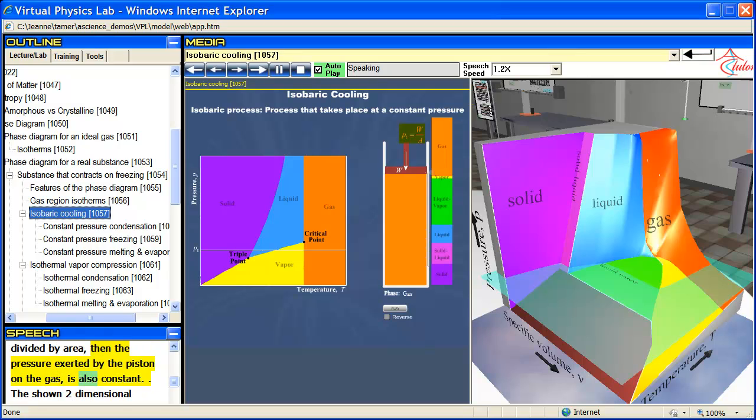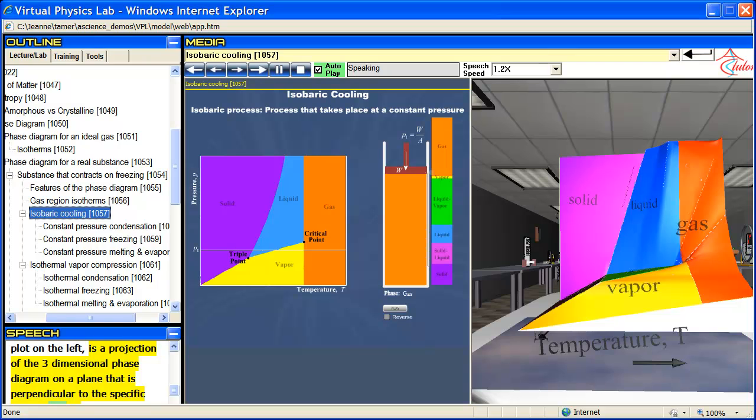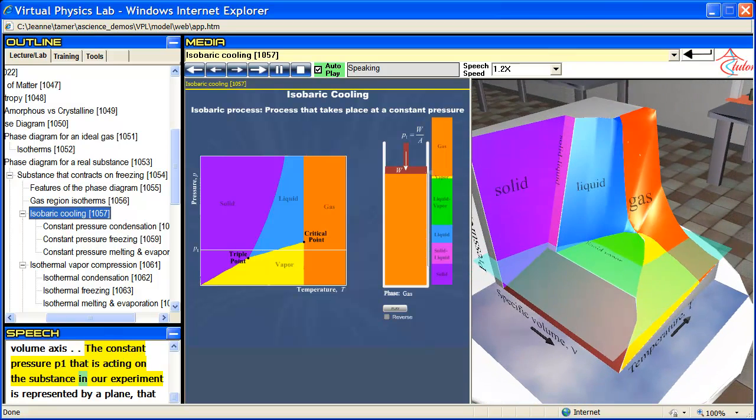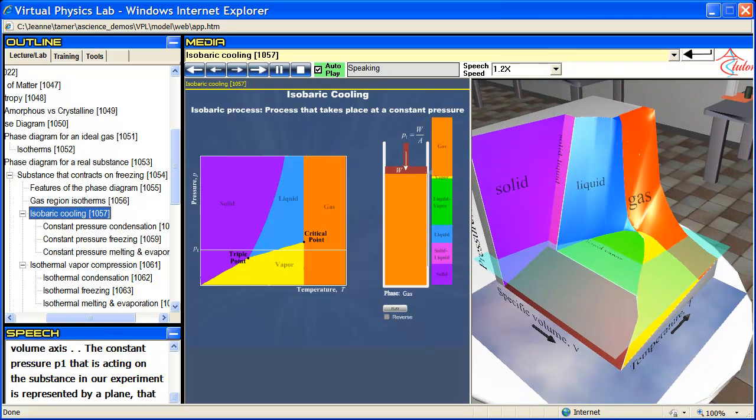The shown two-dimensional pressure versus temperature plot on the left is a projection of the three-dimensional phase diagram on a plane that is perpendicular to the specific volume axis. The constant pressure P1 that is acting on the substance in our experiment is represented by a plane that is perpendicular to the p-axis and intersects the p-axis at pressure value P1.